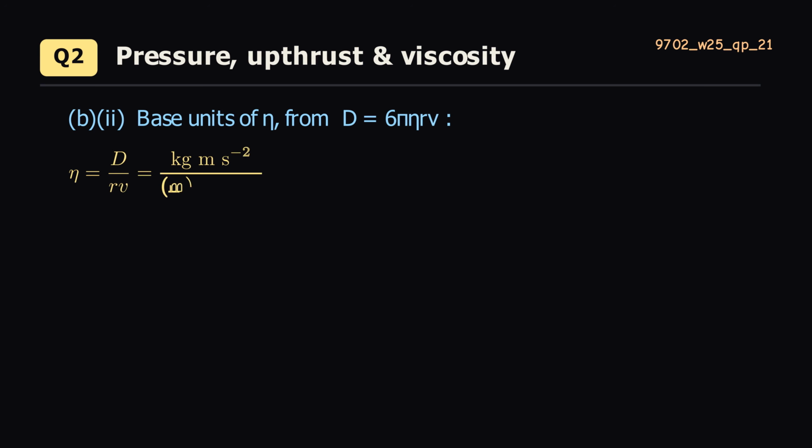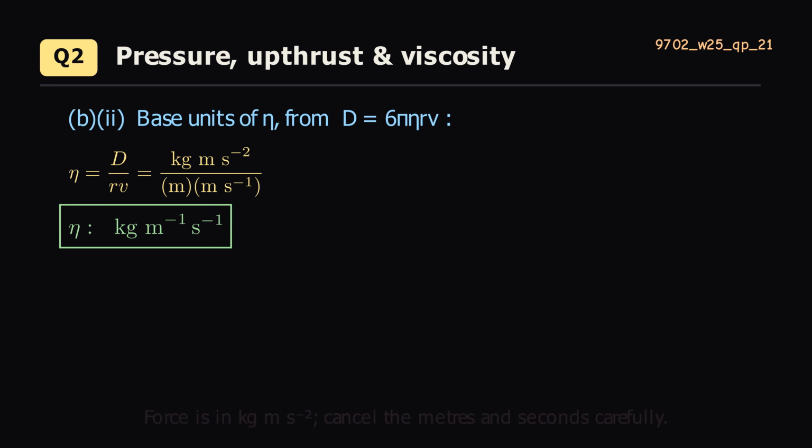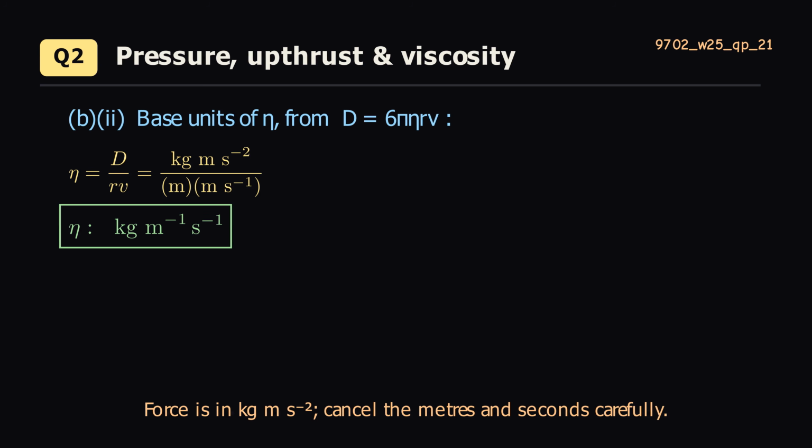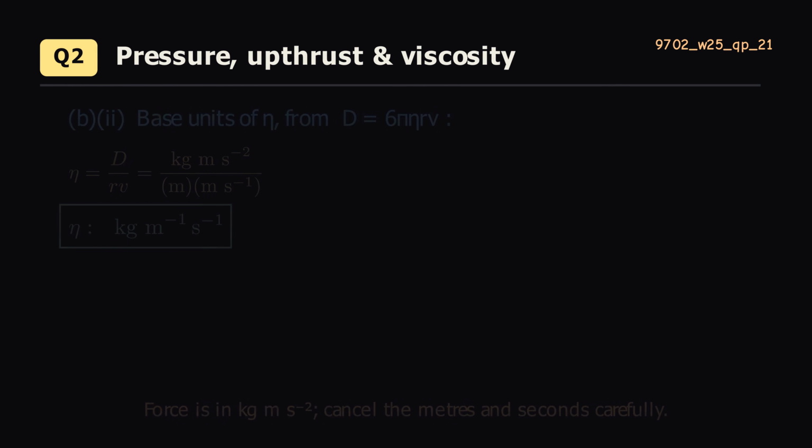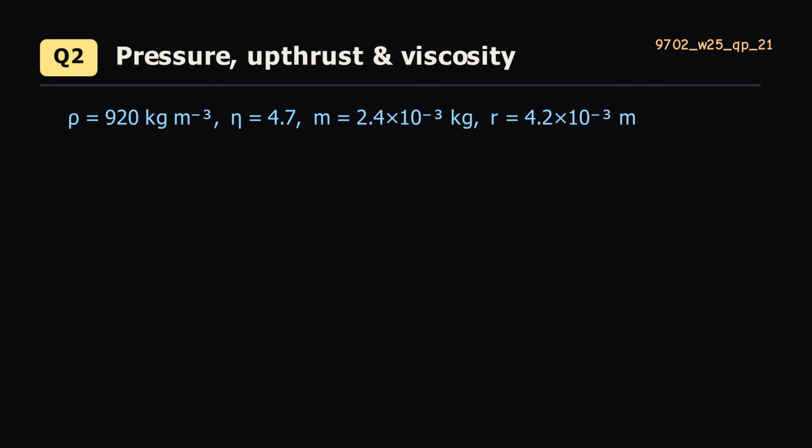Part B. Part 2. From D equals 6 pi eta rv, the base units of eta are kilogram per meter per second. Part C. Fluid density 920, eta 4.7, mass 2.4 times 10 to the minus 3 kilograms, radius 4.2 millimeters. Part C. Part 1.